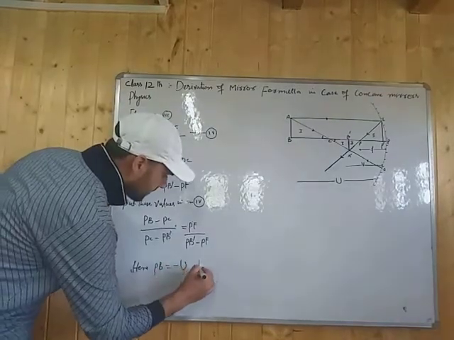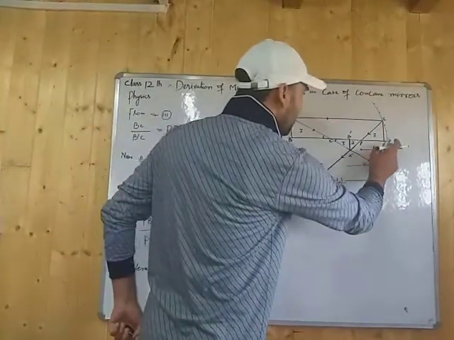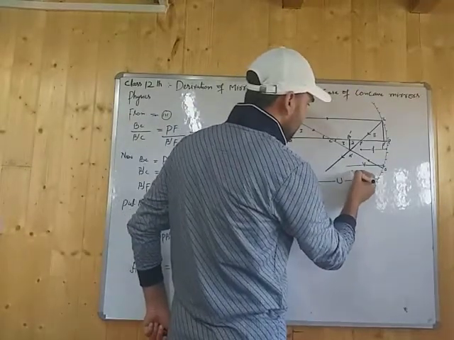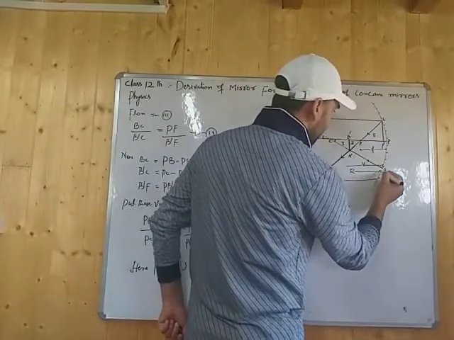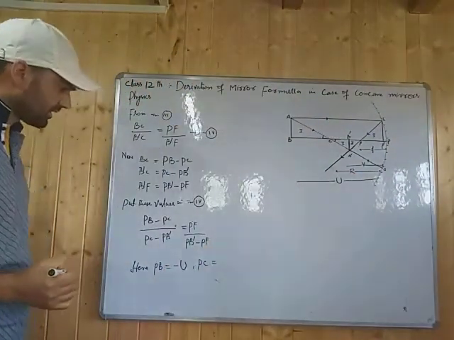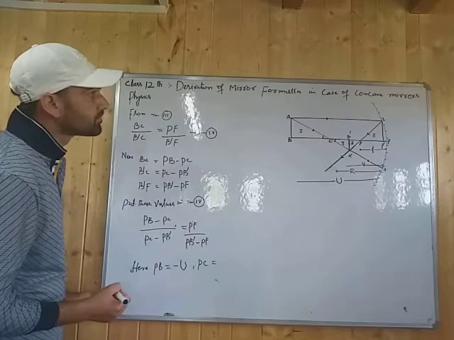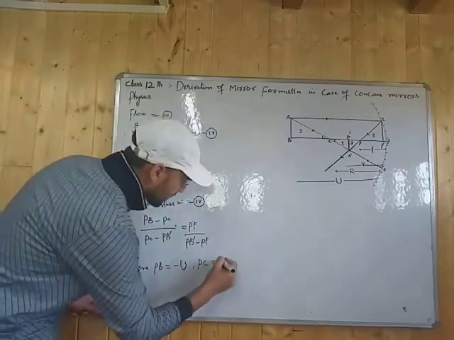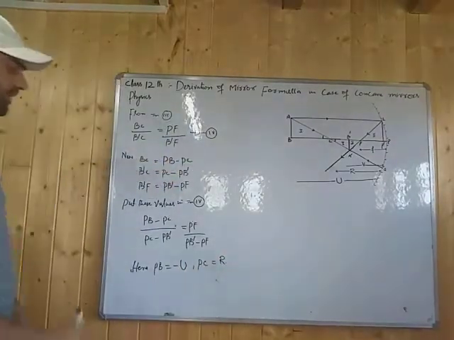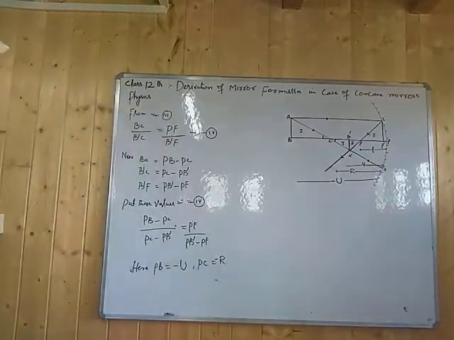Similarly, we have PC. PC is from the pole of mirror to the center of curvature. We know that that is the radius of curvature, which is denoted by R. So we will write here PC is equal to radius of curvature. We will write it as R, but it's minus R.